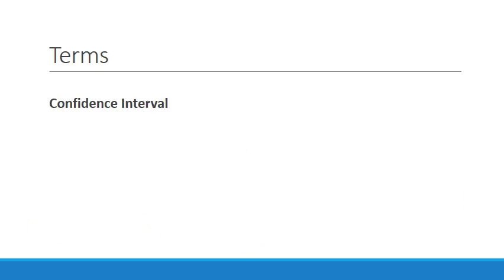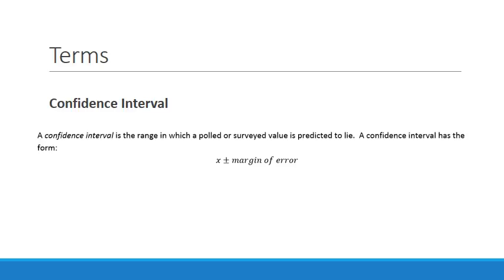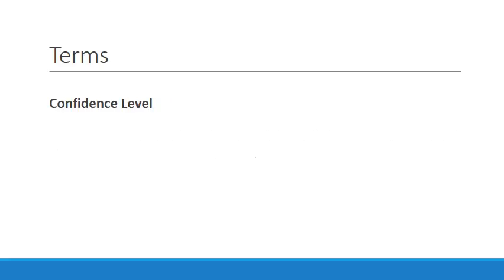A confidence interval. A confidence interval is the range in which a polled or surveyed value is predicted to lie. So if you take a survey, based on the information in the survey, you'll have a confidence interval. So it's where you think the answer lies. Back to our original problem, they're talking about social networking sites, what percentage of people actually have one. They gave an answer of 76, but then they also gave you a margin of error of 4%. So they think it's going to be 76% plus or minus 4%. That's where they're confident the answer is.